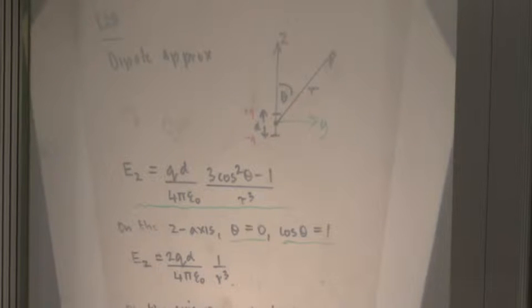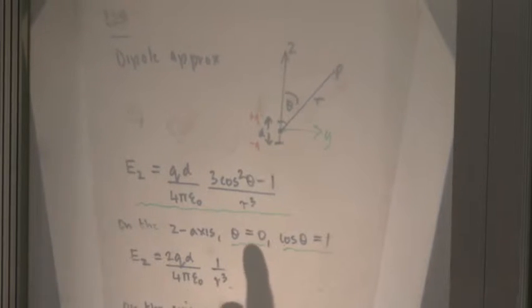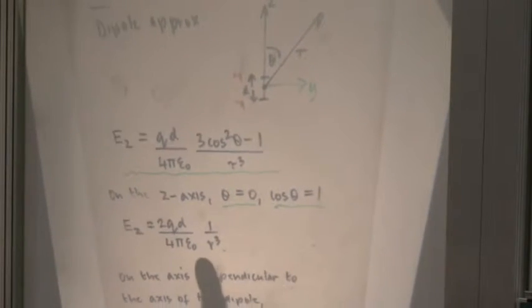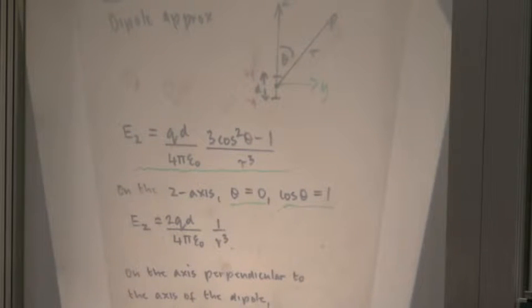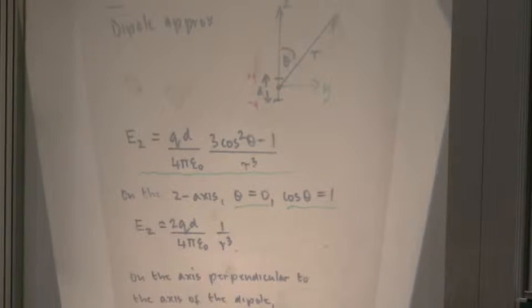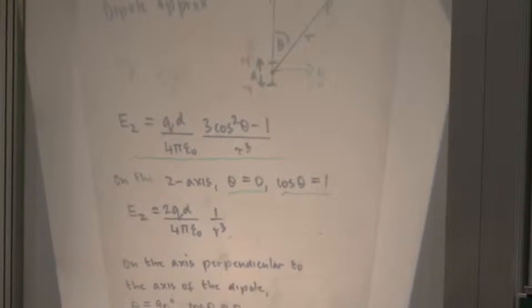1 over 4 pi epsilon naught is the constant that always comes up in electrostatic problems. So if we take two examples, if we go out along the z-axis, clearly theta is 0, cos theta is 1, and we get this formula. If we go out along, for example, the y-axis, a perpendicular axis, then theta is 90 degrees, cos theta is 0, and we get this formula. It's a 1 over r cubed field in each case.